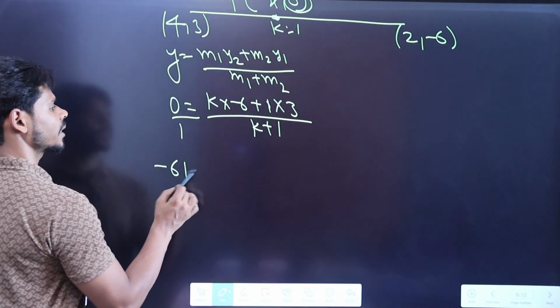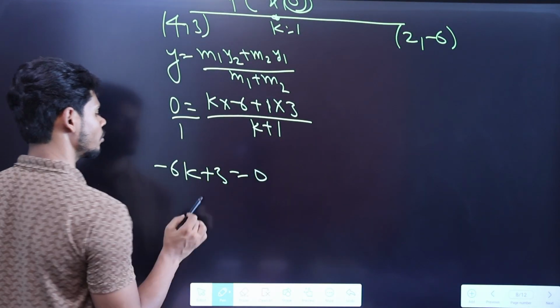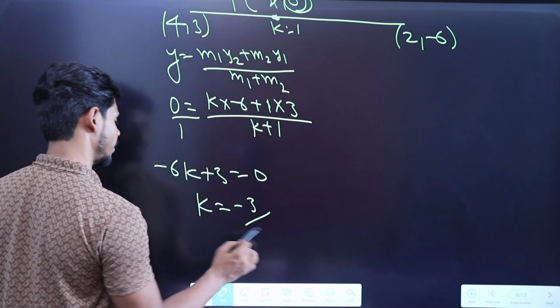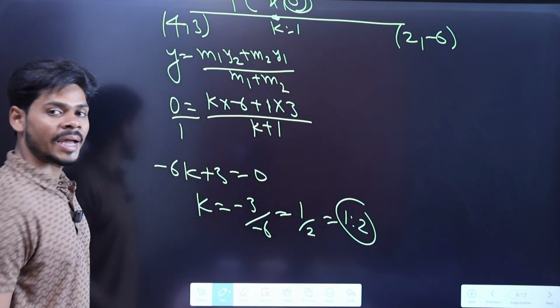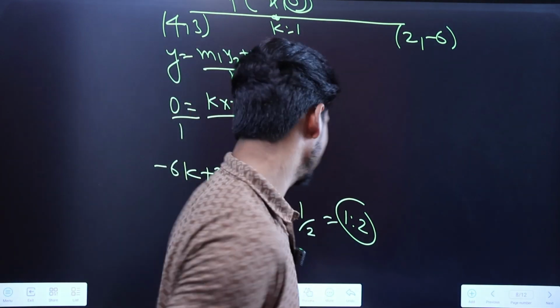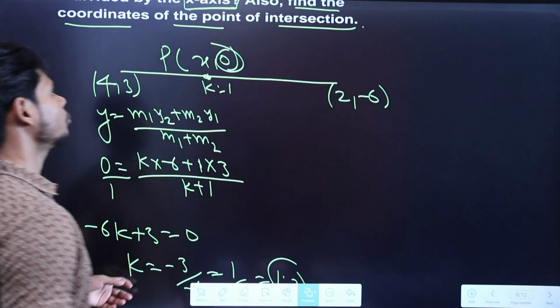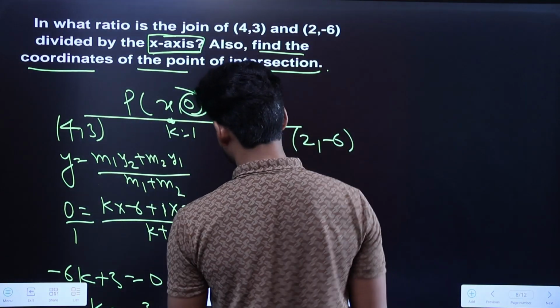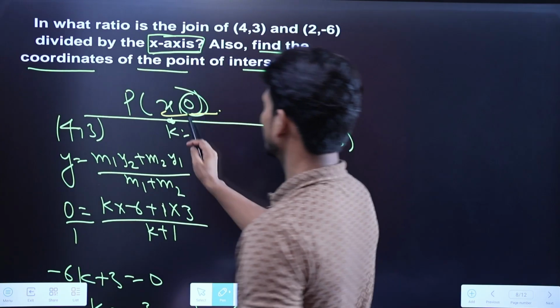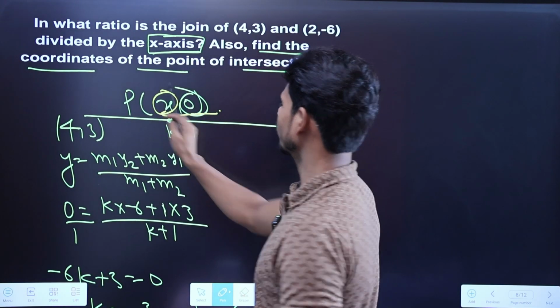So we just need to find k from over here, which will be the ratio actually. So it will become -6k plus 3 equal to 0. So k is nothing but -3 divided by -6, which is 1 upon 2. So the ratio is 1:2. And also we have to find basically the coordinate of that particular point. It means we need to find this. We already know the value of y, we need to find the value of x.